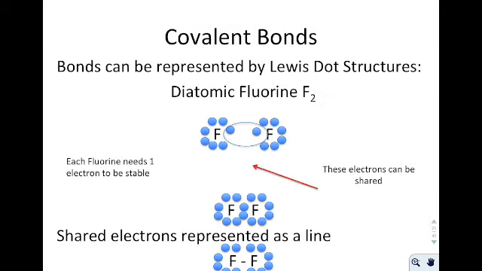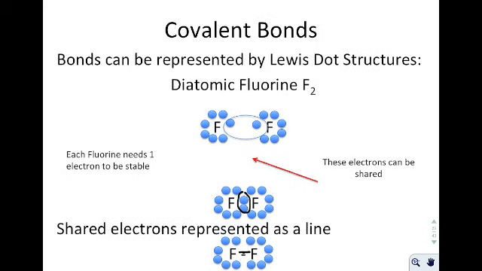So next it says covalent bonds. It says the bonds can be represented by the Lewis structure. You see diatomic fluorine. So whenever you share these two electrons, instead of representing the two shared electrons, we actually draw them as a line, showing that it's a bonded pair of electrons. So that line represents electrons that are shared between the two atoms.